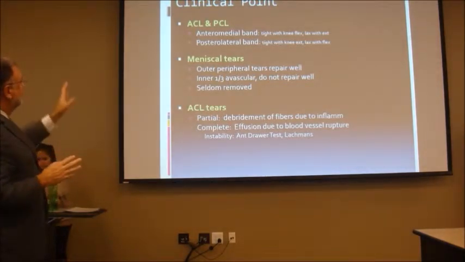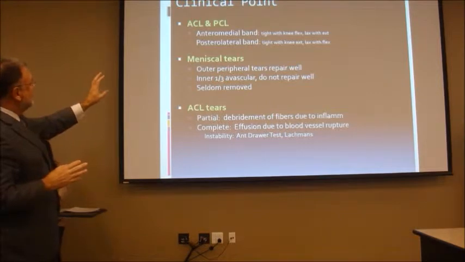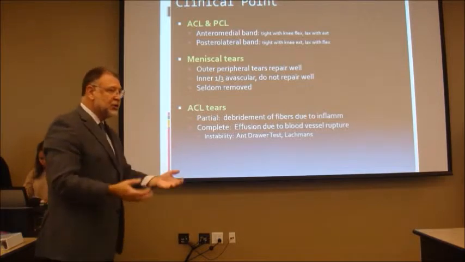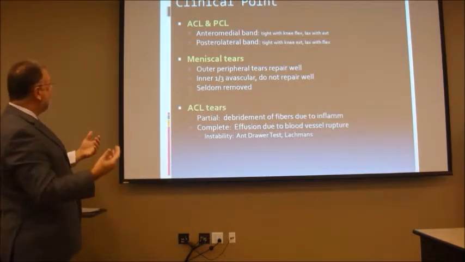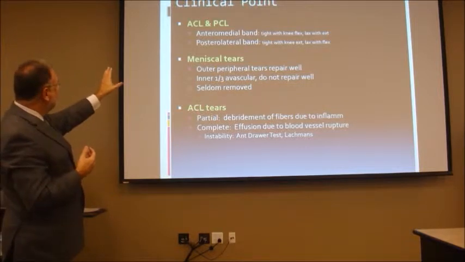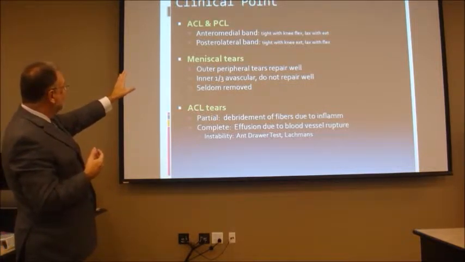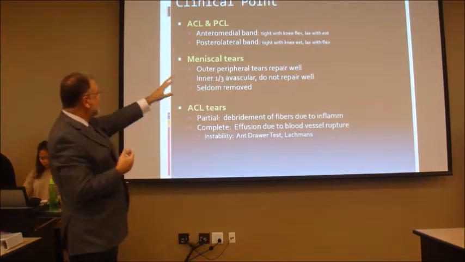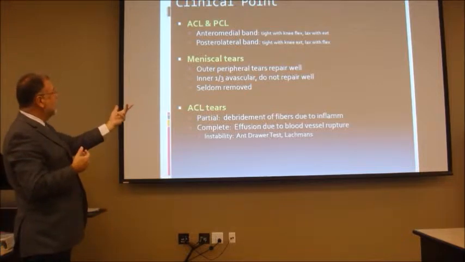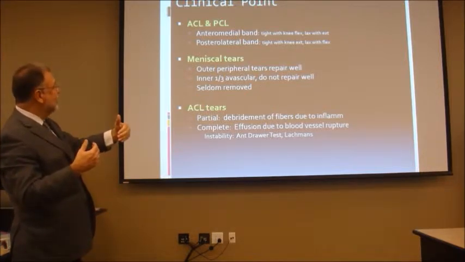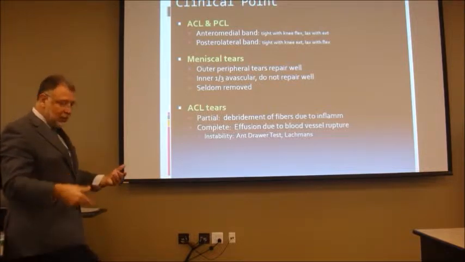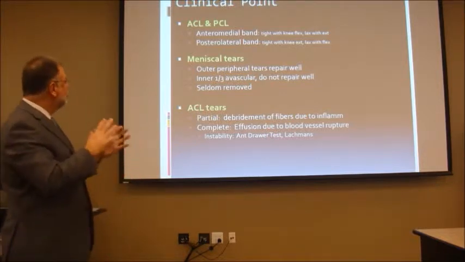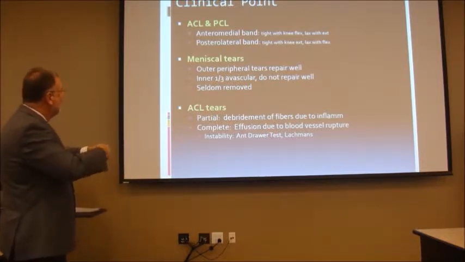Things that might happen with the ACL and PCL, you're going to have later on, watching and knowing those signs, such as the drawer sign, lag of the knee. The anterior medial band tightens in flexion of the knee and is lax with extension. The posterior lateral band is opposite. It tightens with the knee in extension and laxes with flexion. And you can do the same movement. So you take one ligament of them and try to do those motions to recall how they would be tightened or relaxed.